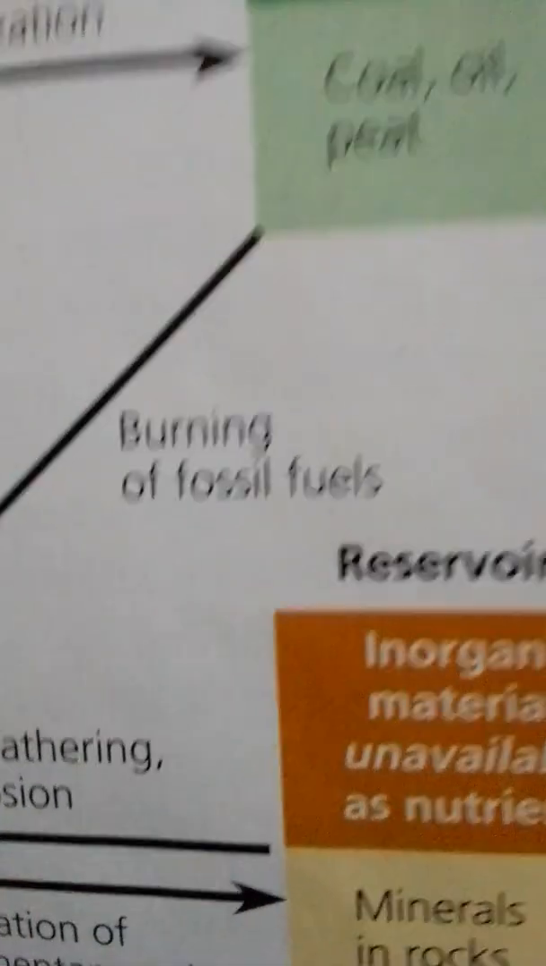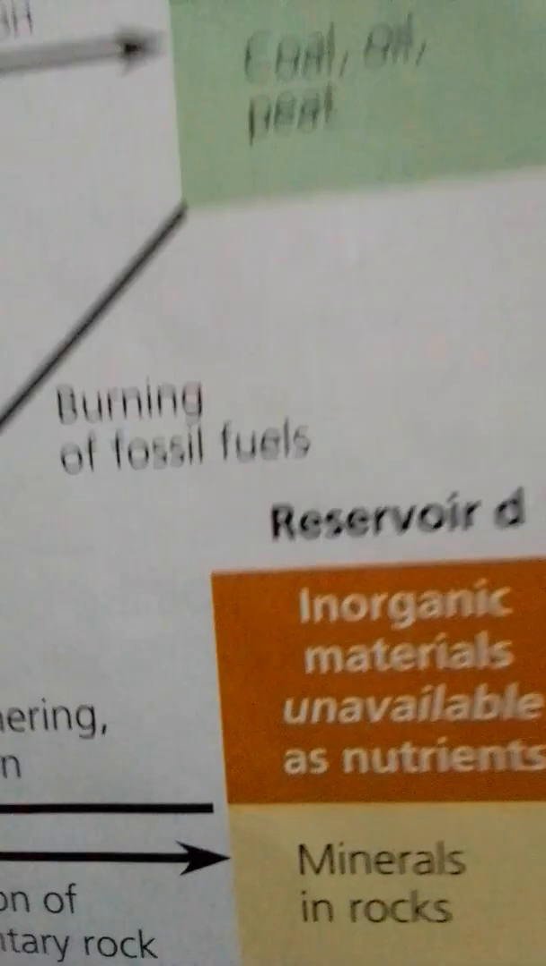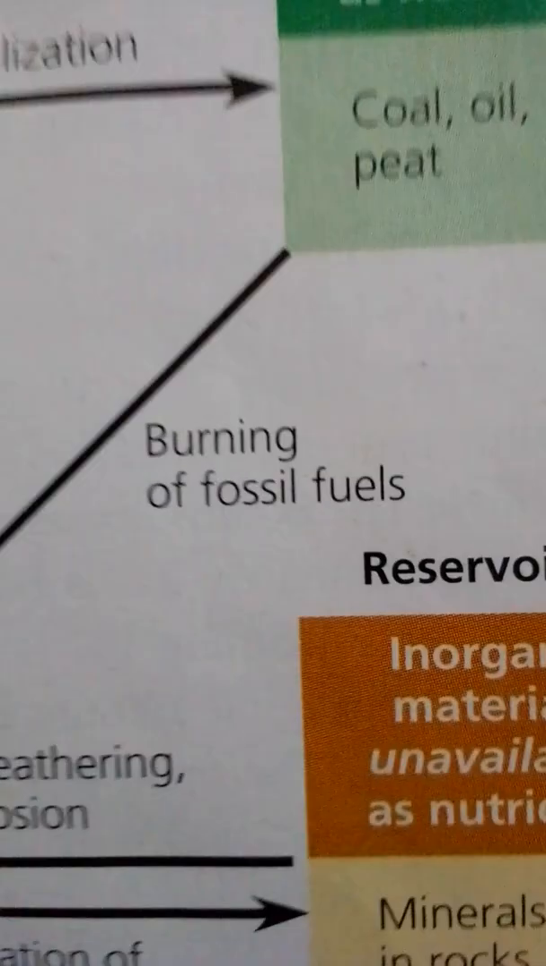Because nutrient circuits involve both biotic and abiotic components, they are also called biogeochemical cycles.